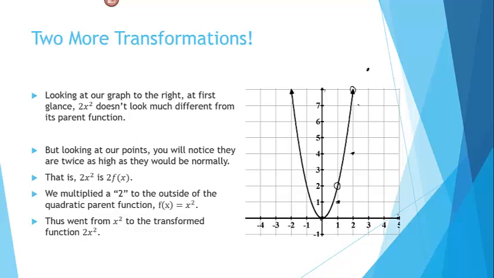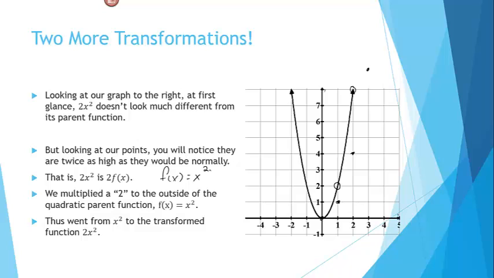That pretty much tells us that these points are double that of our parent function. So 2x squared is 2 times f of x, where f of x was our parent function x squared, the quadratic parent function. And we multiplied a 2 to the outside of the quadratic parent function, f of x equals x squared. Thus, we pretty much stretched our graph upwards. It's an elongated version of our parent function. Okay? So pretty much we can stretch it, or we can compress our graph.